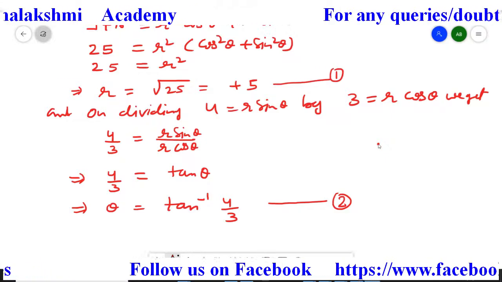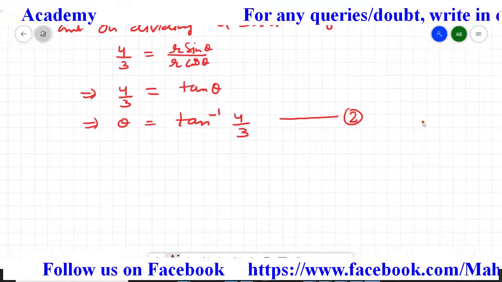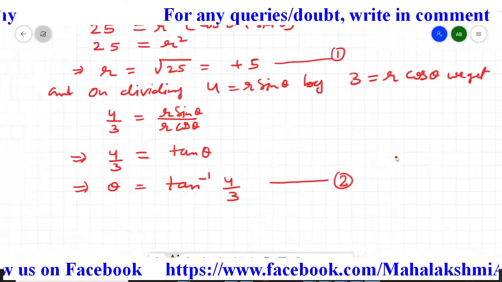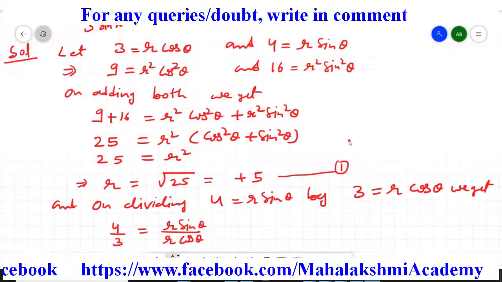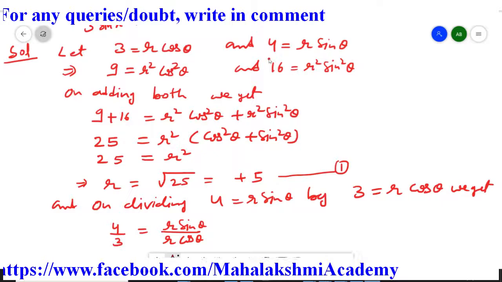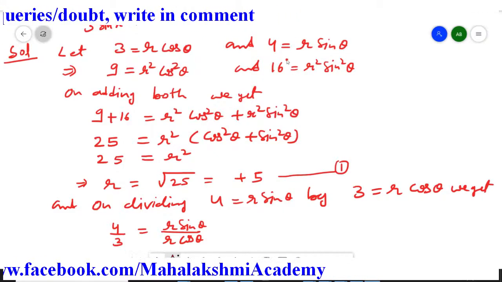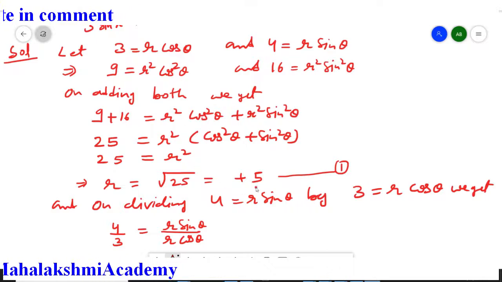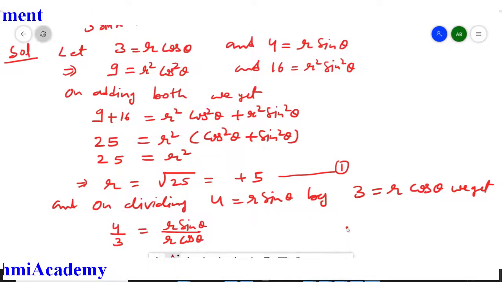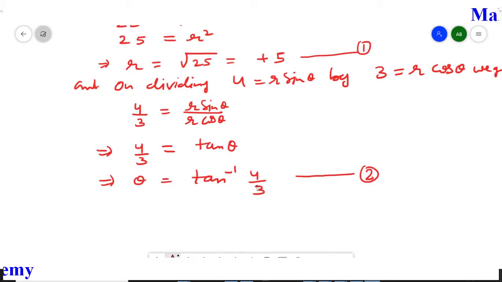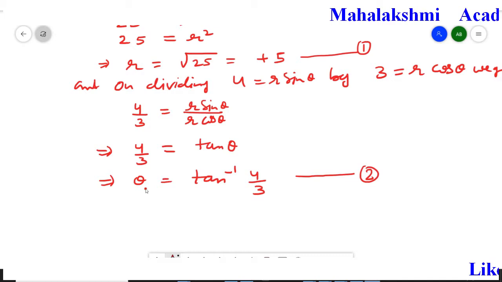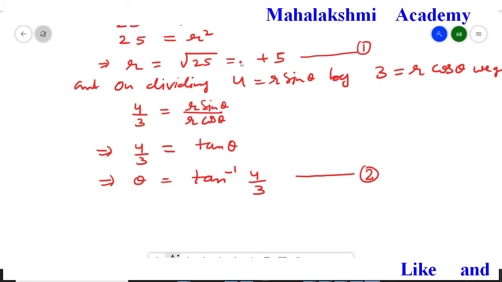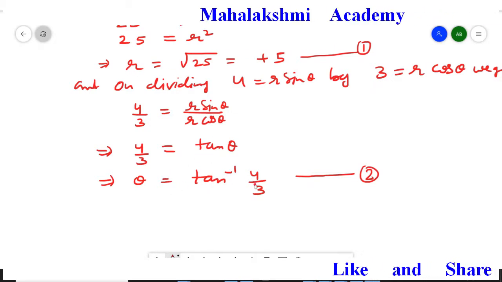Now students, we will start the integration. What we had done is, we assumed this 3 as r cos theta and 4 as r sin theta. That's why we had to calculate the values of r and theta initially. R I got as 5 and theta I got as tan inverse 4 upon 3, because when we integrate, in the final step r and theta we have to replace. So r will be replaced by 5 and theta by tan inverse 4 upon 3.